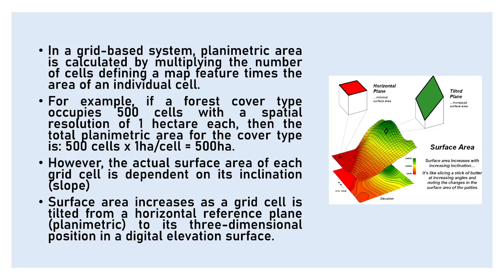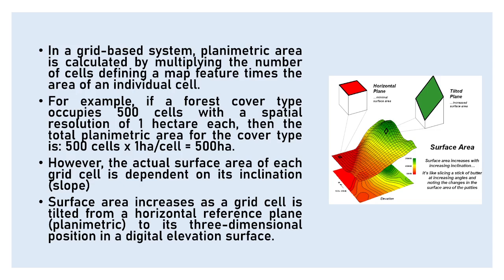Then the planimetric area for that cover type will be 500 cells multiplied by 1 hectare for each cell, which means the entire 500 cells is effectively covering an area of 500 hectares. Whatever DEM model that you're preparing, you're doing that for a very huge area, right? So it's not in terms of, let's say, centimeter or millimeter. It's in terms of meter, kilometer, hectares, whatever it is. So that's what they're trying to tell you.